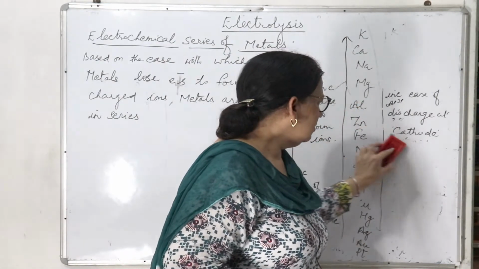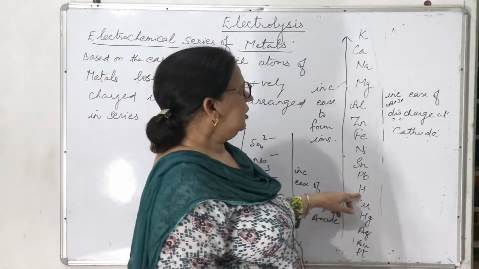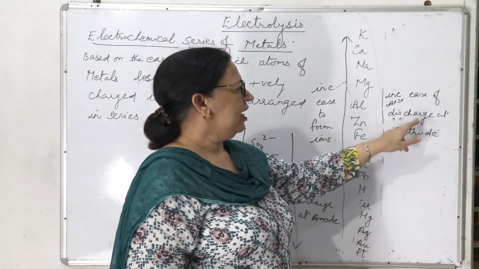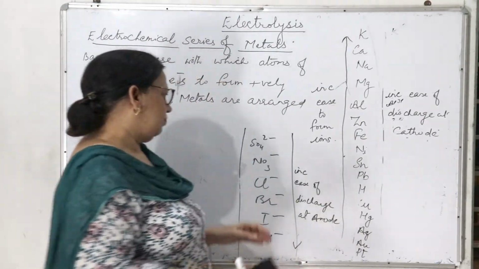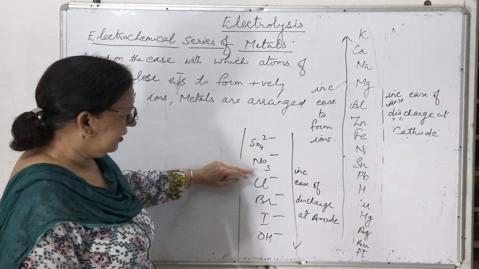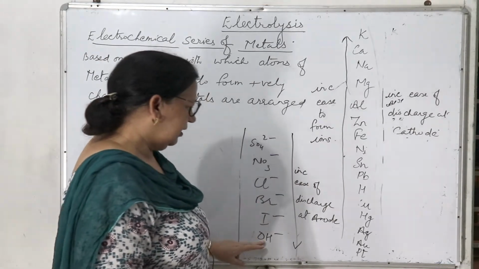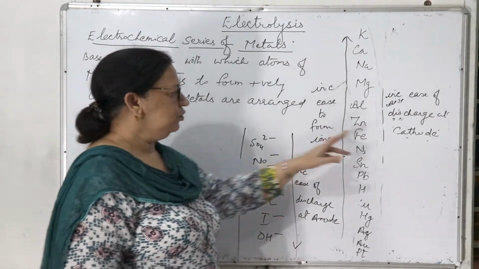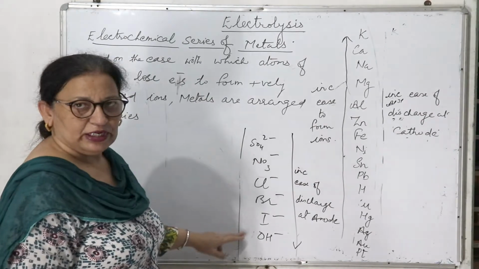How? Suppose hydrogen is there and sodium is there. The one at the bottom will get discharged at the cathode more easily as compared to the one at the top. The same applies to the electrochemical series of anions: sulfate ion, nitrate ion, chloride ion, bromide ion, iodide ion and hydroxide ion. So the hydroxide ion has more ease of discharge at the anode. As you know, metals are collected at the cathode and at the anode non-metals are collected.